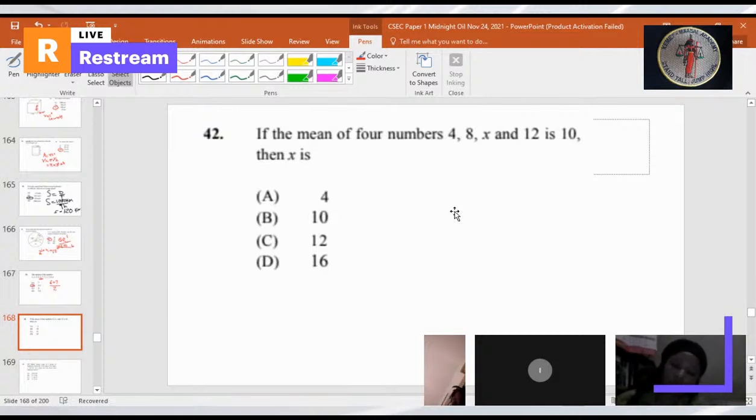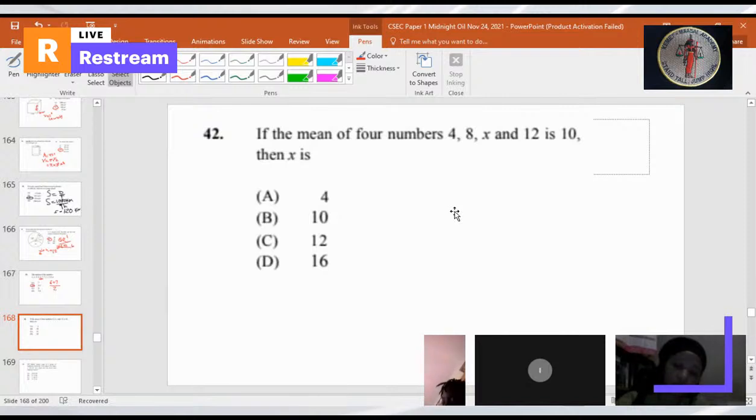10. So, speak up. Mean. When they're finding a mean, it's all the numbers added and divided by how many there are.